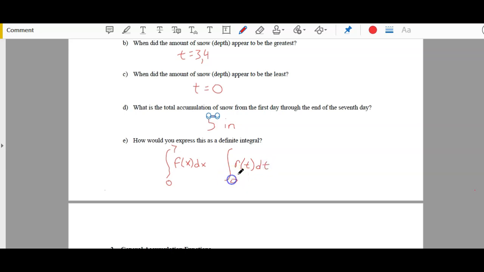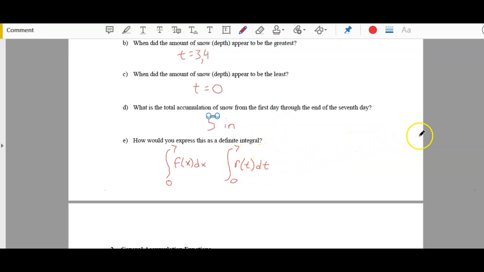where t goes 0 to 7. So counting 0 is kind of the beginning, but end of the first day would be 1, and then end of the 7th day would be 7. So that's what you should get on those guys.